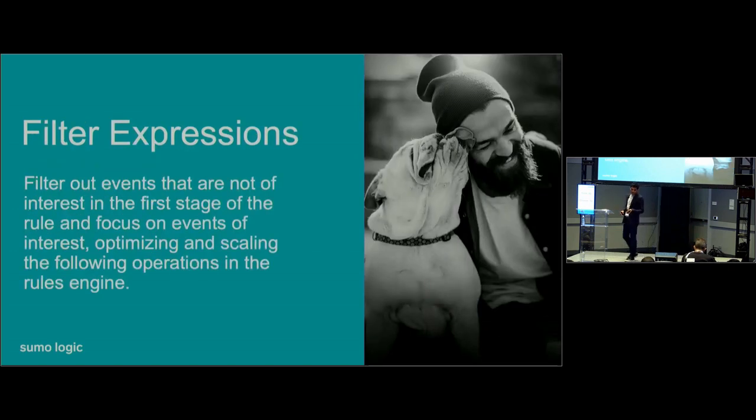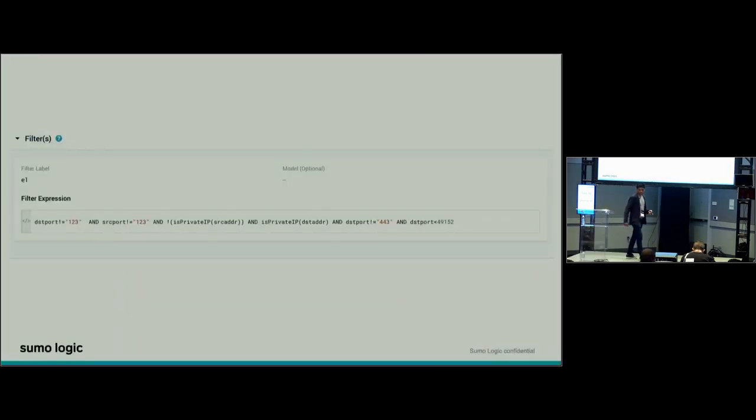Filter out events that are not of interest. Focus on the events of interest. This will help you scale your rule. The smaller the subset of data that you pass to the remaining part of the rules engine, the more scalable your rule is. Let's look at an example over here.